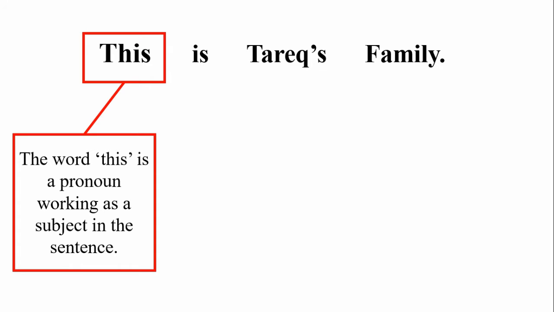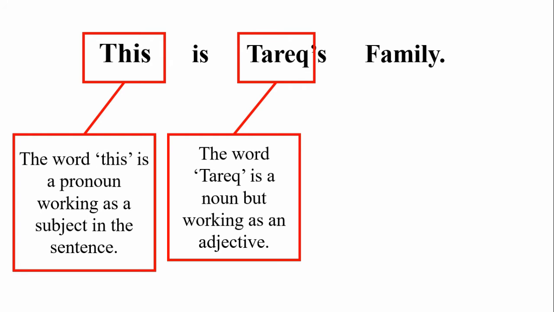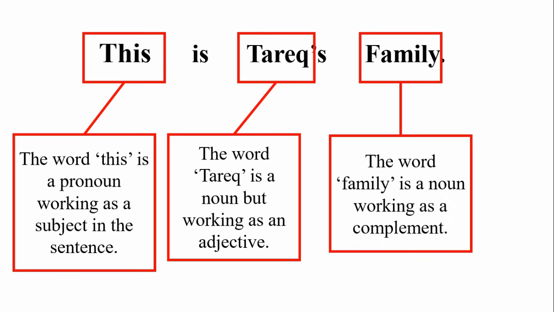The word this is a pronoun working as a subject in the sentence. The word Tariq is a noun but working as an adjective. The word family is a noun working as a complement.